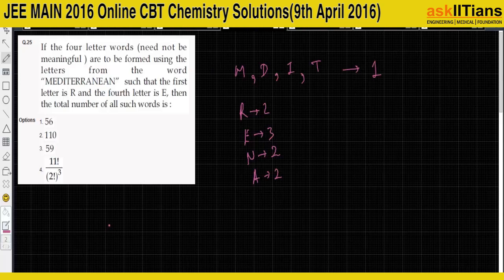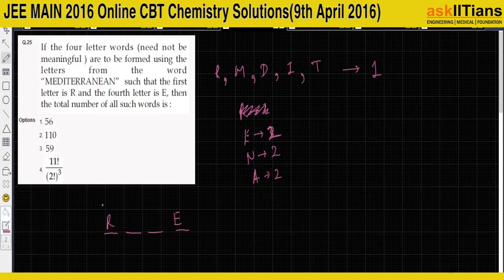Now I want to form 4-letter words starting with R and ending with E. So R and E are gone. Now I have only two E's and only one R left. So there are two blank places, and I want to insert letters into these blank places. Now these two empty spaces can be filled in how many ways? This is the actual question.